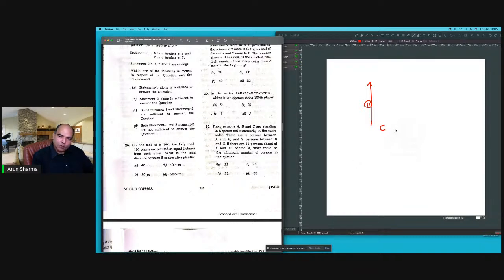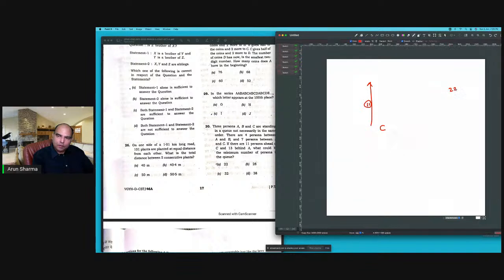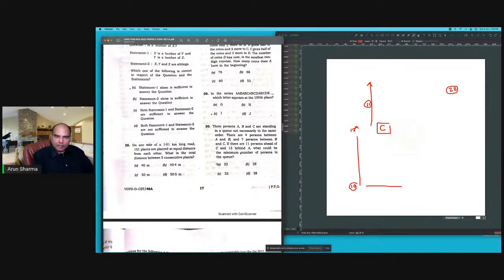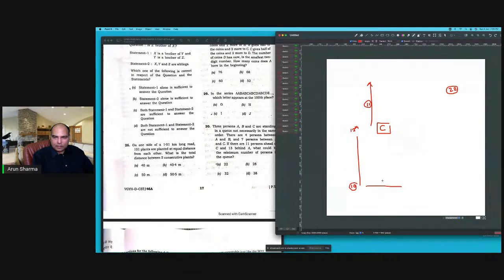So the thinking is, can I do this with only 22 people? Let's think like that. If my queue has only 22 people, then I've got C on the 12th place. And there are 10 more people below to get to 22. But they're saying there are 13 people behind A. So in that case, 10 people, 11 people, and two more people. So A will be in this position. So A is 9th, C is 13th, C is 12th.